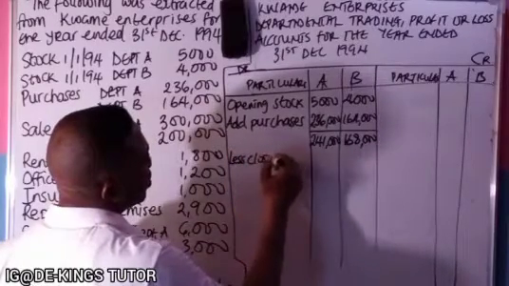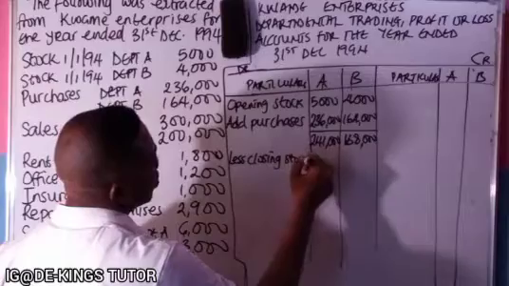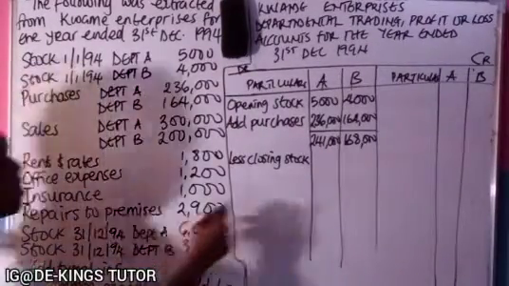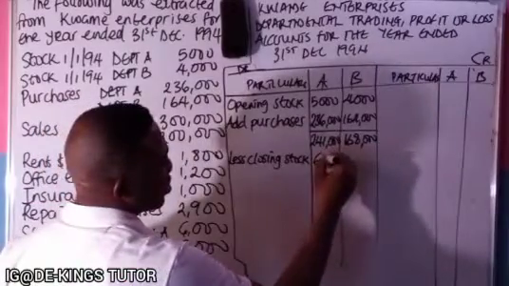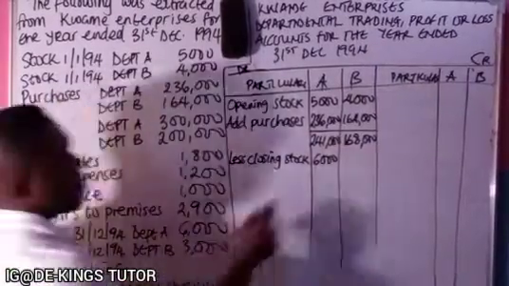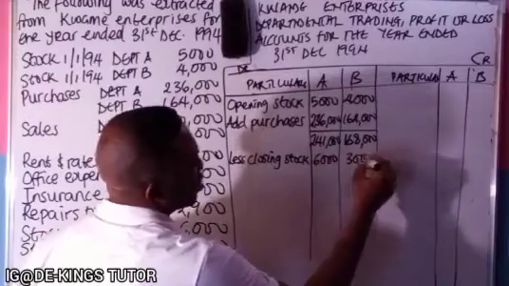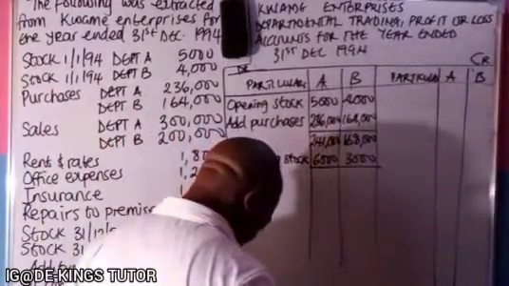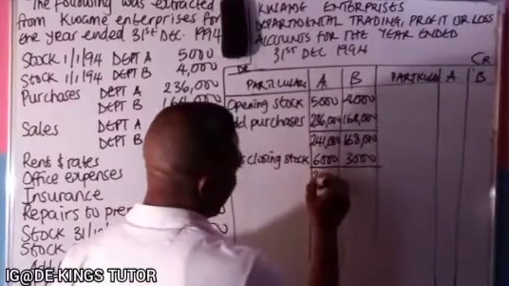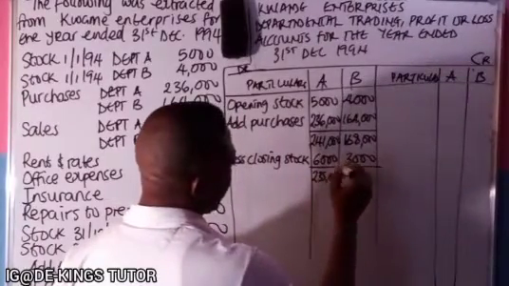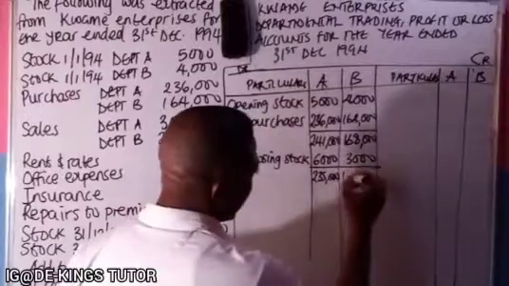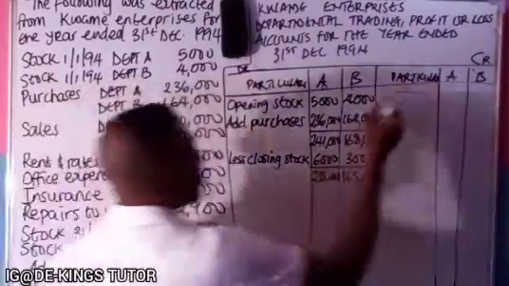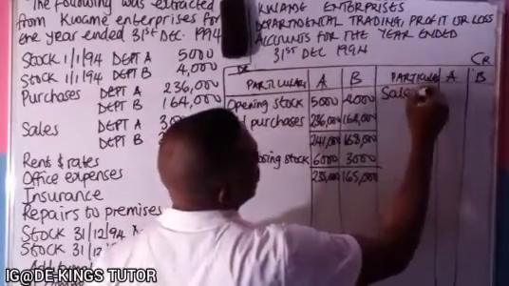Now look at our closing stock here. For Department A it is 6,000, and Department B is 3,000. So this minus this will give us, using my calculator, 235,000. And this is giving us 165,000. So at the credit side here would be our sales.